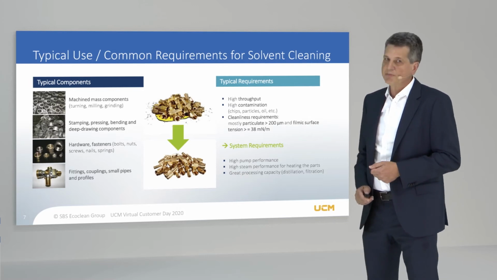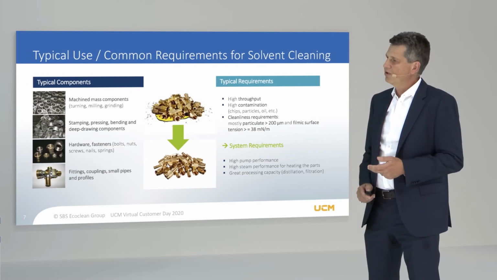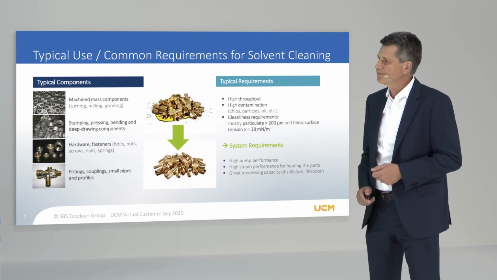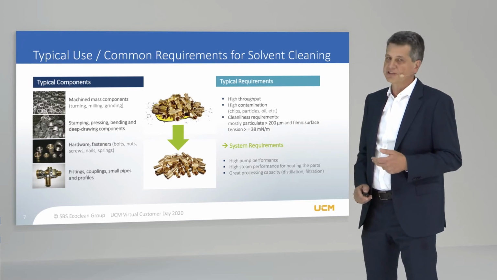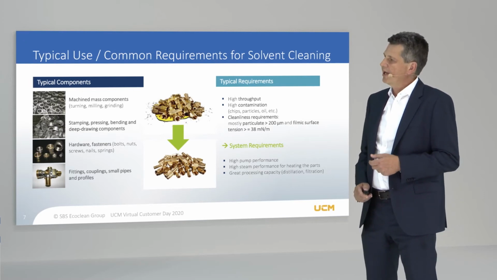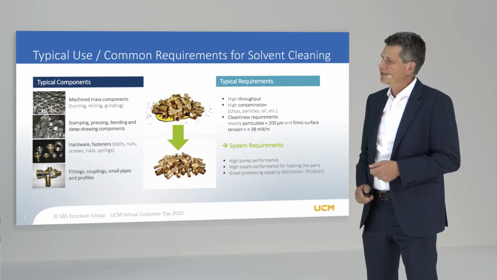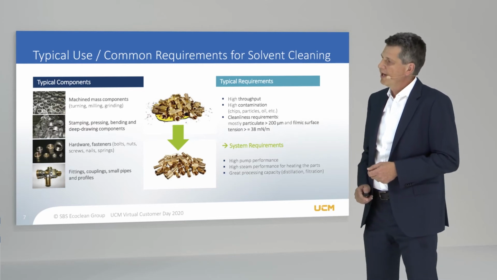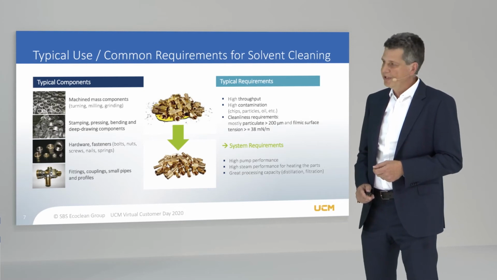So typical requirements to these machines are you need a high throughput in order to handle these lots of thousands of parts. You need to be able to handle a lot of contamination, like chips, particles, and oils. And the cleanliness levels that you need to meet are typically particle-wise bigger than 200 micron, and the surface tension in the range of 38 millinewton per meter.